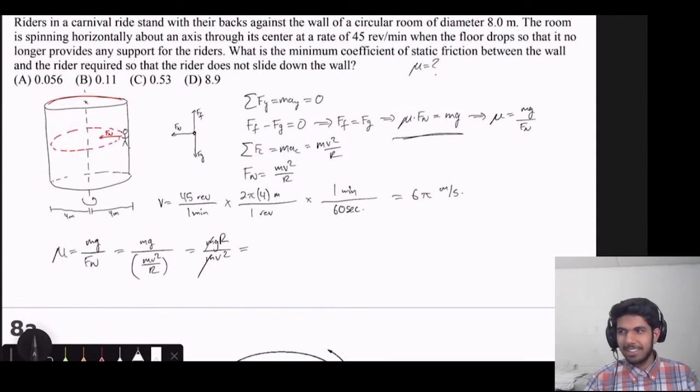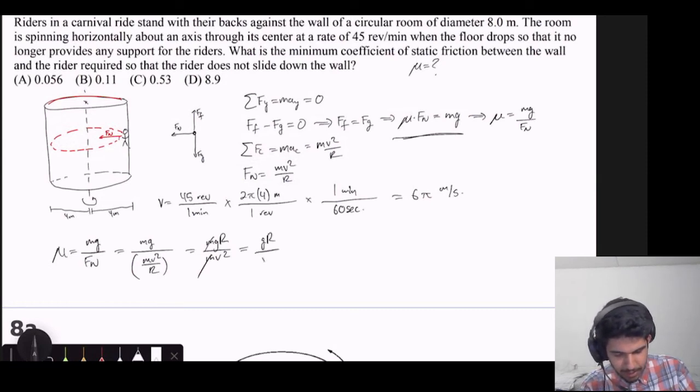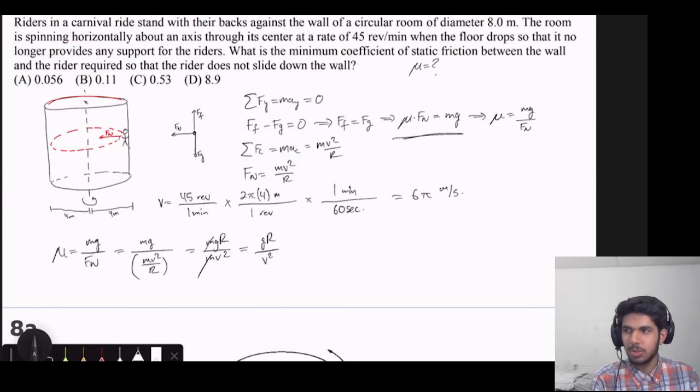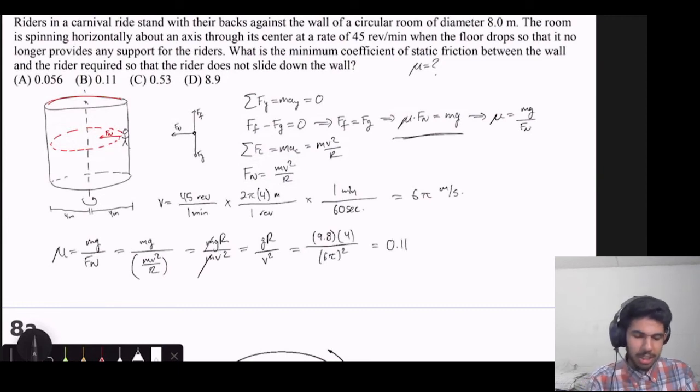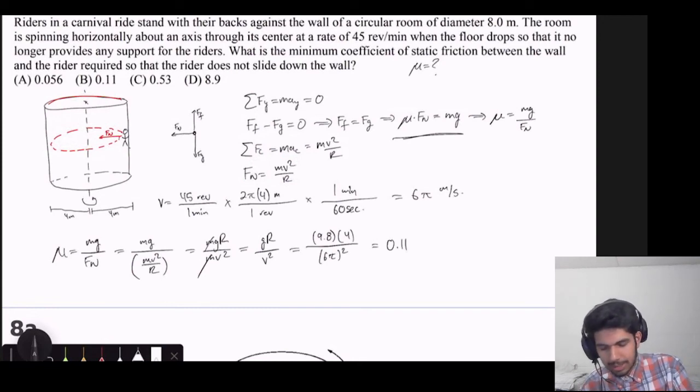So maybe when you're solving questions and masses cancel, you should feel confident that, I've seen this happen before, so it's not a mistake. So mu is equal to gr over v squared. We have all of these quantities, 9.8 times 4 all over 6 pi squared. This gives us 0.11. The coefficient of friction does not have units. Our answer is B.